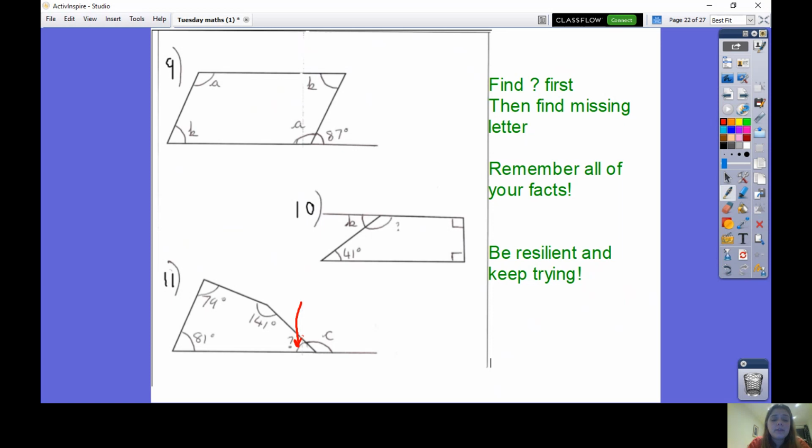So for question 9, for example, first you need to find A, and once you've found A, you'll be able to find B. For question 10, you need to find this missing angle. Once you've found that one, you'll be able to find B. Same for question 11, just find the missing one in order to find C. So remember all of your facts, pause the video and have a go at these 3 questions. They're not actually that hard and you should definitely have a go unless you've reached the point where you're really frustrated and you can't keep on going.